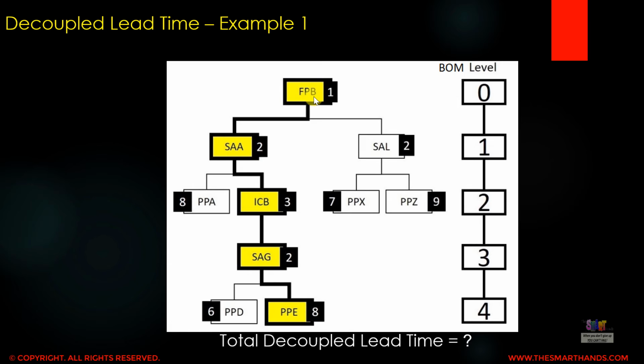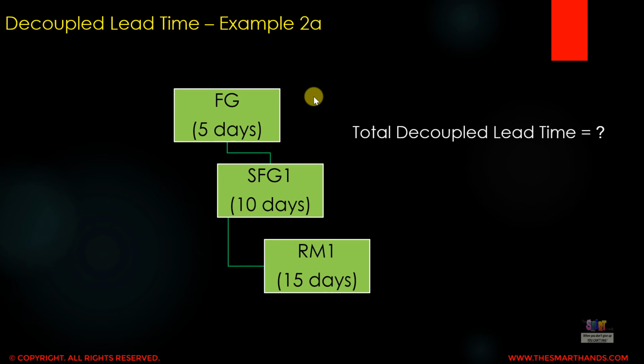So that's example 1. Let's take another example. Say this one is a very simple example. On the top you have finished goods, which is taking 5 days lead time. Then you got semi-finished good 1. Then you got raw material 1 at the bottom. Now 5 days, 10 days, 15 days. So the total lead time here will be 5, 10, 15, and another 15 will be 30 days lead time.